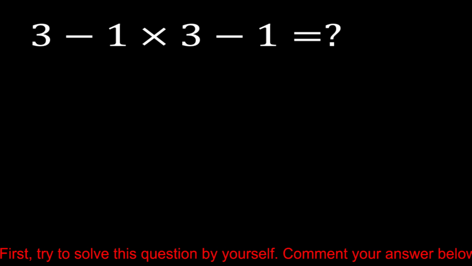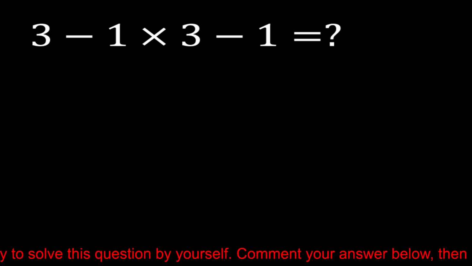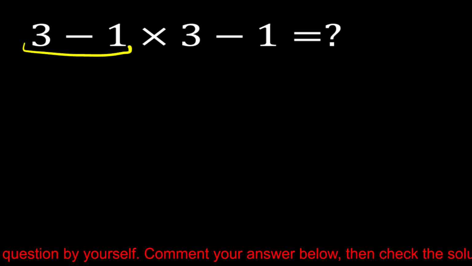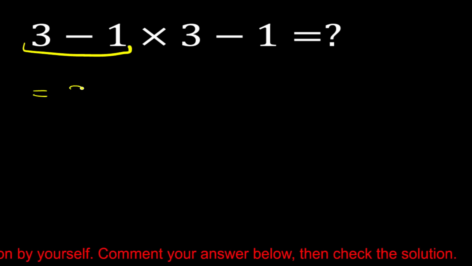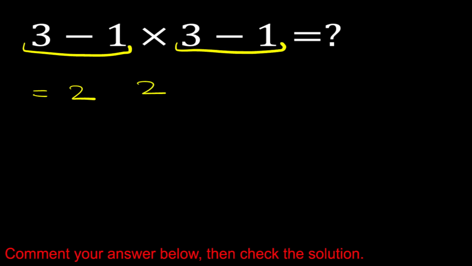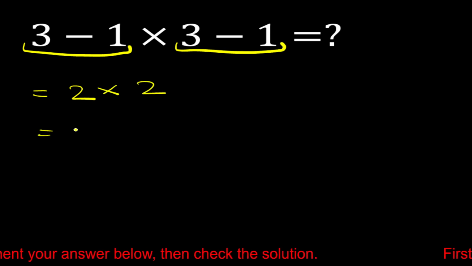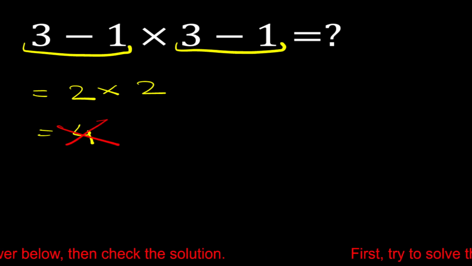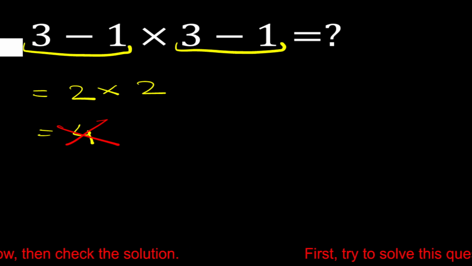So, most people solve this question like 3 minus 1, okay, is equal to 2. Then again 3 minus 1 is equal to also 2. Now 2 multiply 2 is equal to 4. But this answer is not correct. This answer is completely wrong.